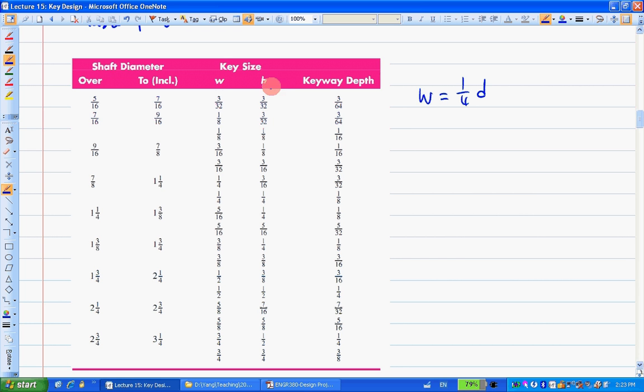And the H depends on whether it's a parallel or square key. For a parallel key, H is different from W. If it's a square key, H is the same as W. The key depth refers to the fact that the key is going to be put in the key seat. The key seat has this height here, and that's called the key depth. It's basically half of the H, so the key depth equals half of that H over there. So that's how you read this table.